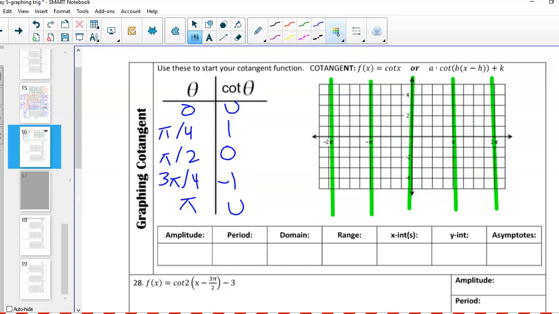Remember, each line is a pi over 4, so pi over 4, 1, pi over 2, 0, 3 pi over 4, negative 1. Still has that cubic function look to it, but now it's facing the other direction. Remember, tangent usually goes up to the right. This is going up to the left. And then it repeats itself.